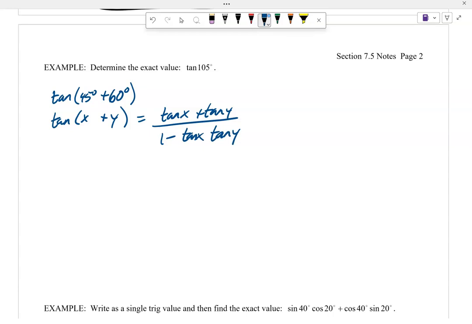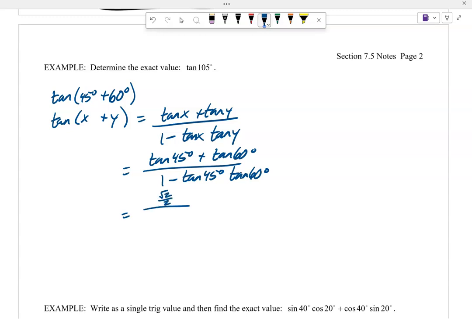And let's go ahead and plug it in. So we get tangent of 105 is tangent of 45 plus the tangent of 60 all over 1 minus tangent 45 tangent 60. Well, tangent of 45 is the sine over the cosine, right? So we know the sine is root 2 over 2. We know the cosine of 45 degrees is root 2 over 2. Plus, now I go to the tangent of 60. So again, I'm looking on my unit circle.